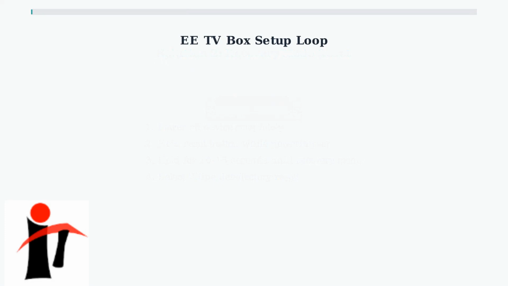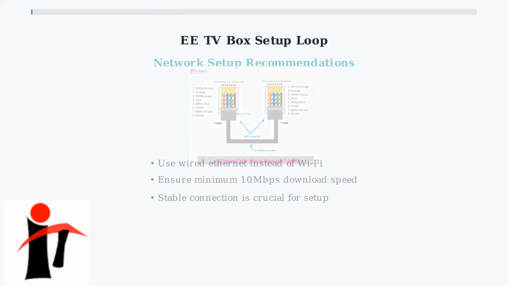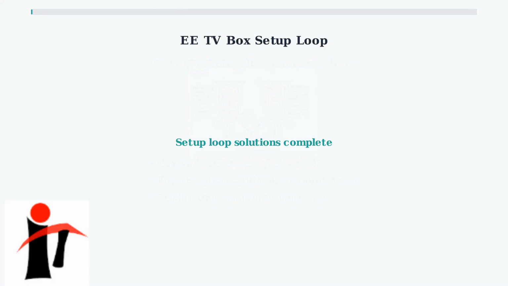For the best results during setup, use a wired Ethernet connection instead of Wi-Fi. Ensure you have a stable internet connection with at least 10 megabits per second download speed. This provides the most reliable connection for the initial setup process. These solutions resolve the setup loop issue in the majority of cases. If problems persist after trying both methods with a stable Ethernet connection, advanced troubleshooting may be required.